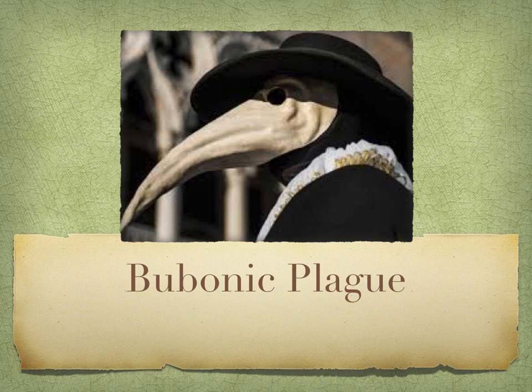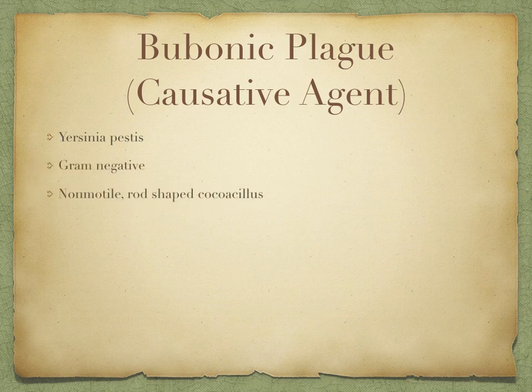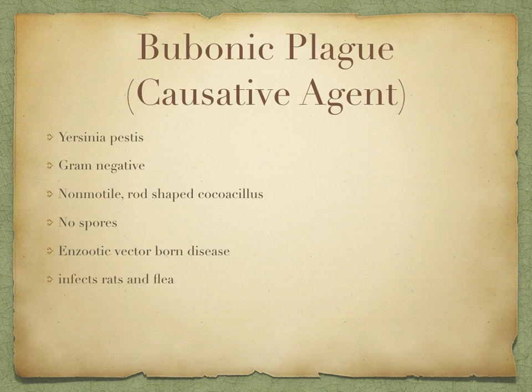Okay, so lastly, we're going to talk about the bubonic plague. This is probably my favorite part of this presentation. So, causative agent, Yersinia pestis, right? And it's gram-negative. It's non-motile, and it's a rod-shaped coccobacillus. There are no spores. It's an enzootic vector-borne disease, and basically there are infected rats, and then fleas bite the rats, and then they become infected with the Yersinia pestis, and then it's transferred to humans by flea bites.